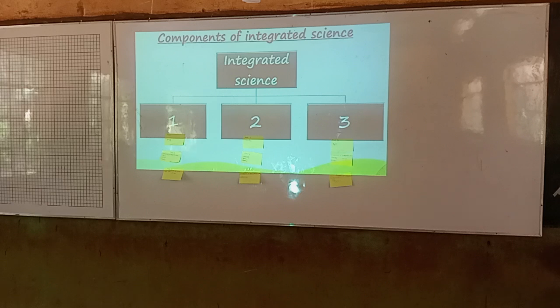What have you written? Yes. This is group 6, we are ready to discuss about components of integrated science. One example of components of integrated science: one, physics; two, biology; three, chemistry. That is group 6. Very good. In this group, what have you written? Components of integrated science.